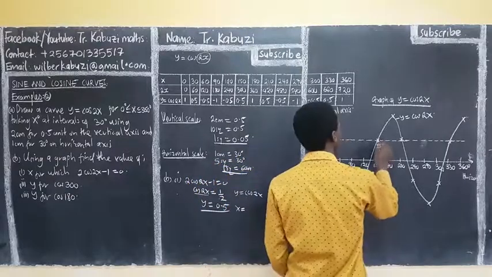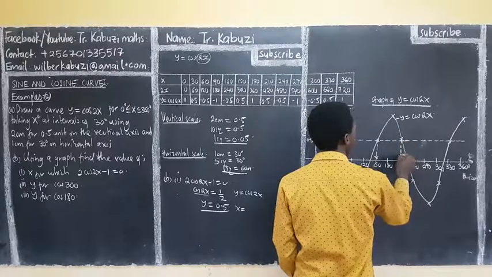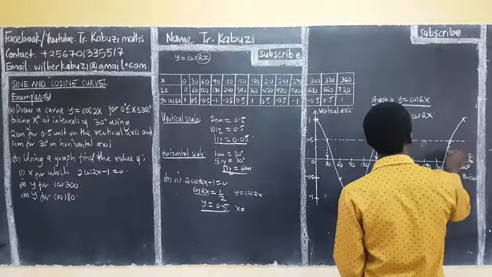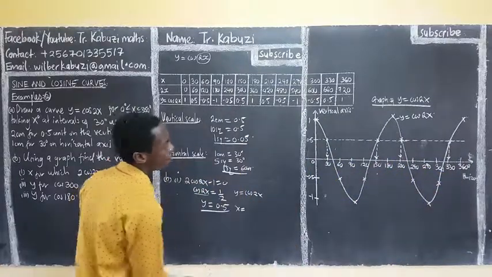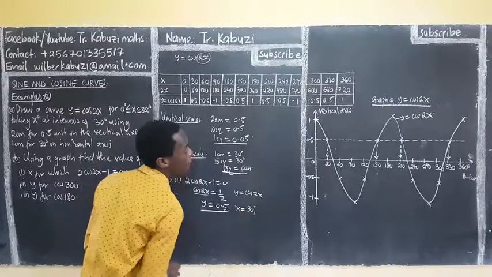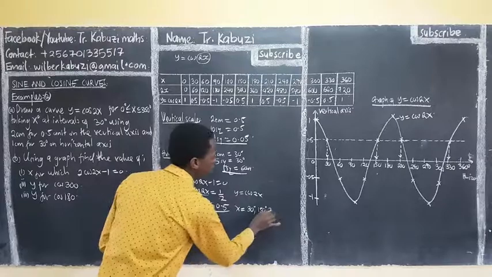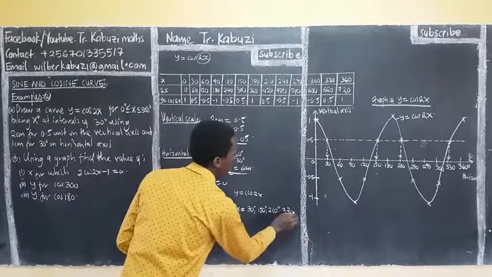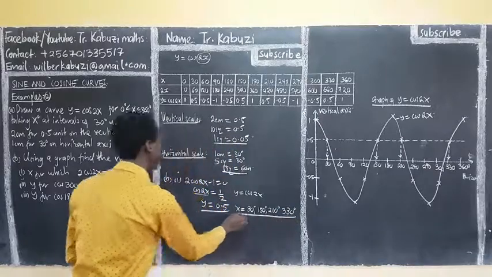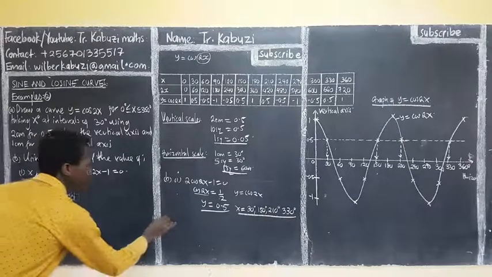So my x here, when I have this value here, I also have this one here, and this one here. So the values of x, when this is this, we have 30 degrees, we also have 150 degrees, we also have 210 degrees, and then we also have 300 degrees. So that's it.